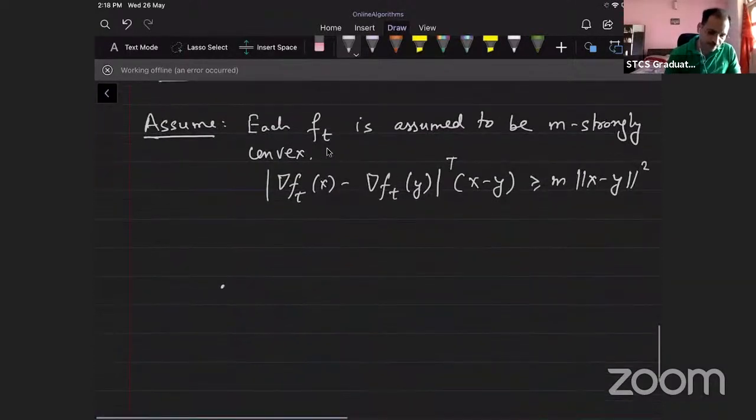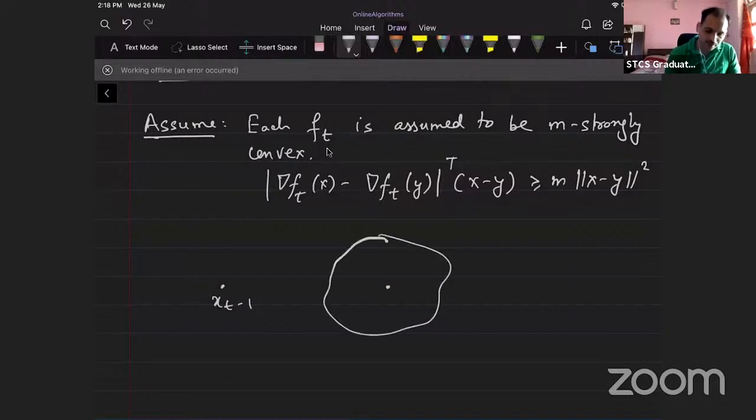So suppose you are currently at xt minus 1. This is the whole space Rn, and for ft, let this be my xt star. So you connect the line. This is weird, but just imagine that this is what I'm doing.